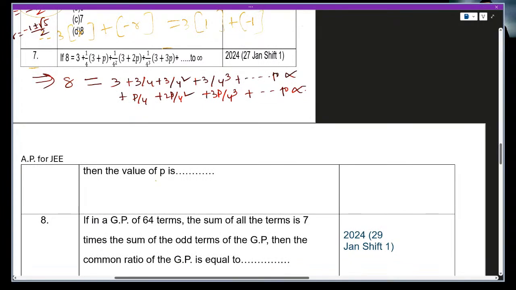This is infinite GP. So if we take this one S1 and this one S2, we can find their values separately. What is the value of S1? Tell, A by 1 minus R. Remember? Infinite GP sum. What is A over there? 3, 3 by, this is 4. S2, how to find? P by 4, 2p by 4 square. We'll go by the method of difference.